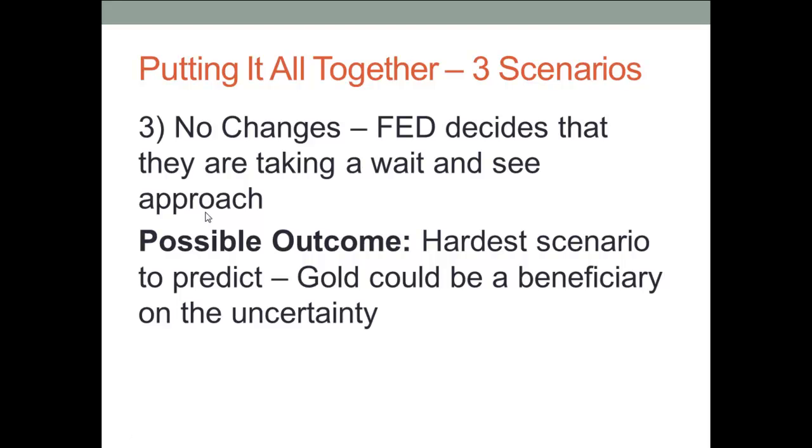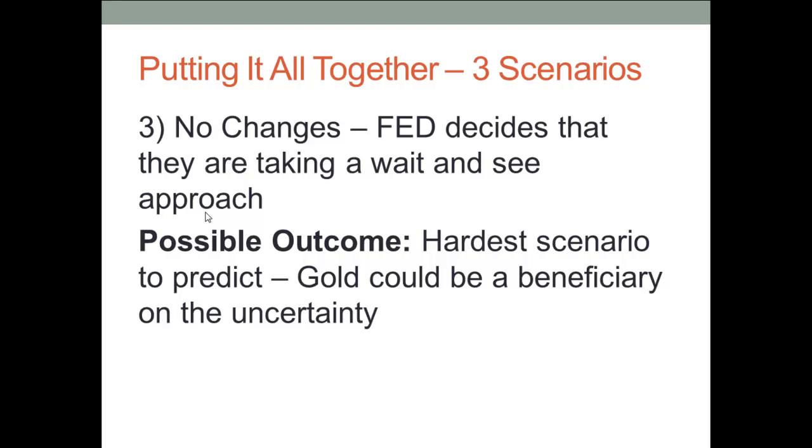Okay, the last scenario is if the Fed doesn't make any change at all. They just say, hey, we're going to take a wait-and-see approach, and they do this quite often. A lot of central banks do this quite often. They basically say, we're ready to act as needed, blah blah blah, or we've done things in the past. Now the possible outcome here is hard. This is the hardest to predict. What if they just say no changes?